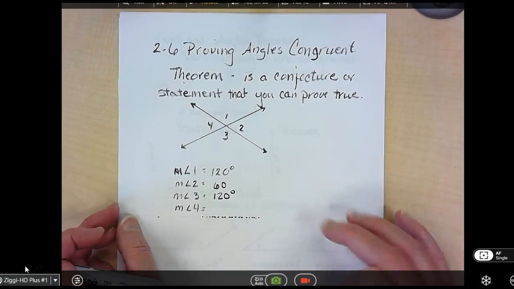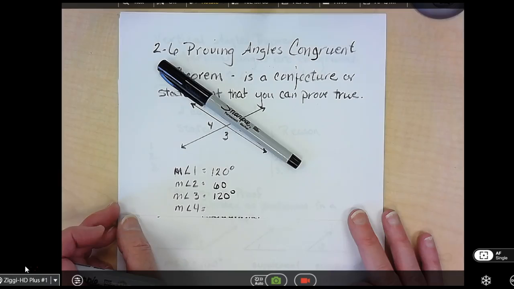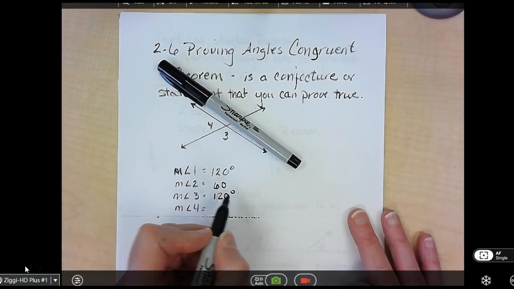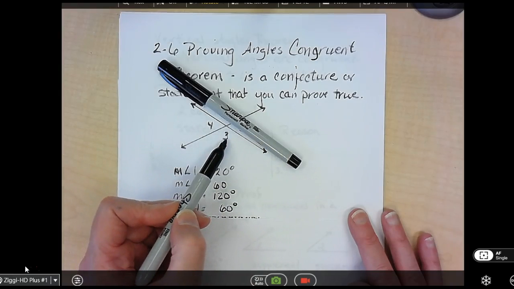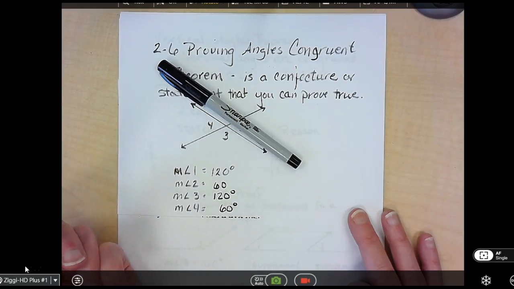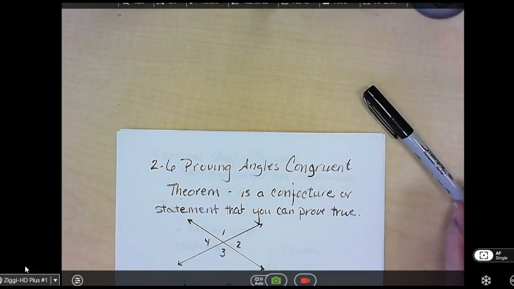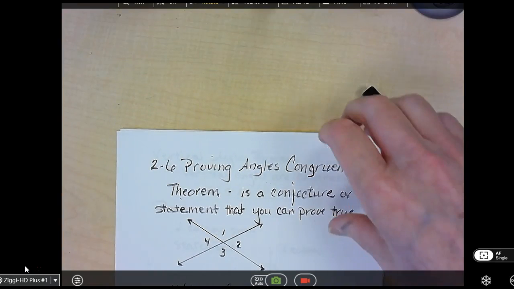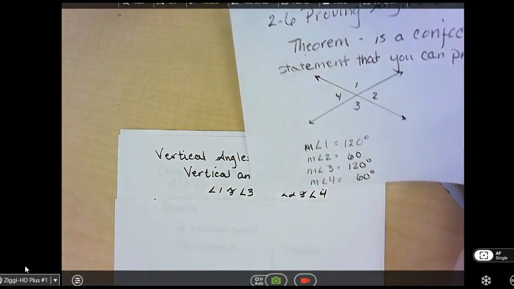Okay, so now I have angles 3 and 4. What do you know about them? So what's the measure of angle 4? Again, they're supplementary, so if angle 3 is 120, angle 4 is 60 because they have to add up to 180. So now we know that angles 1 and 3 are 120 and measures 2 and 4 are 60.